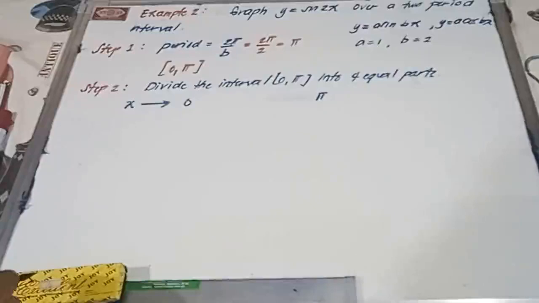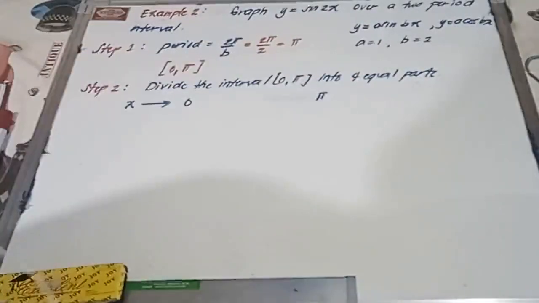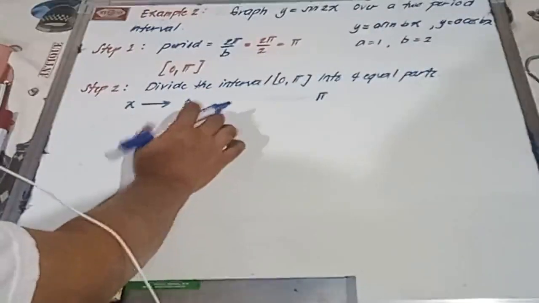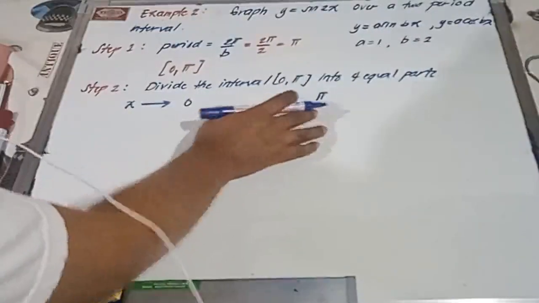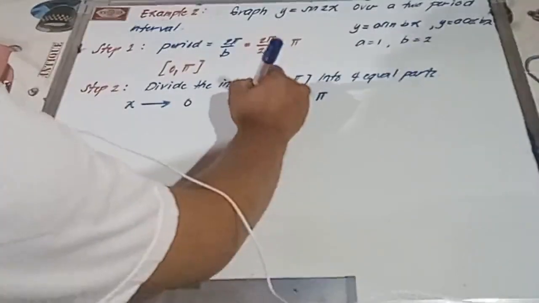Paano makukuha, hahatiin natin into 4 equal parts dun sa ating x-axis? Kukunin natin yung midpoint. Midpoint nito is the sum of these two divided by 2. So, 0 plus pi divided by 2 is pi over 2. Yun yung gitna.